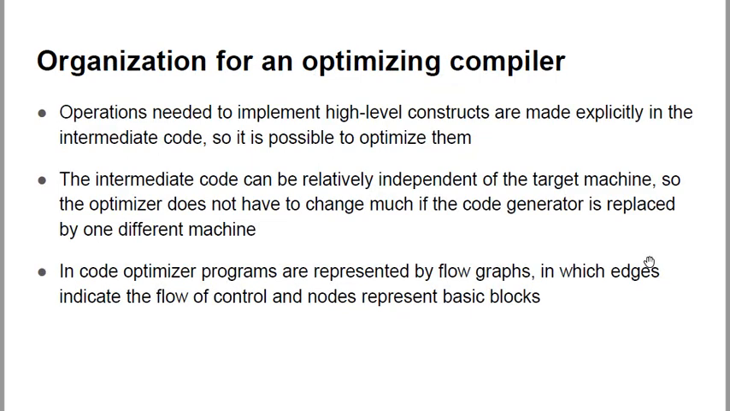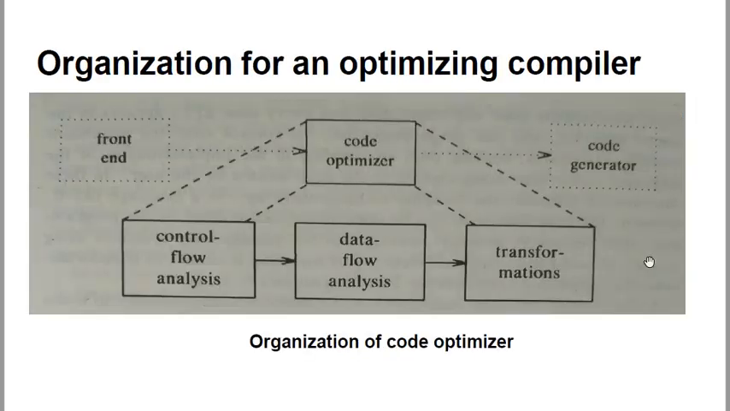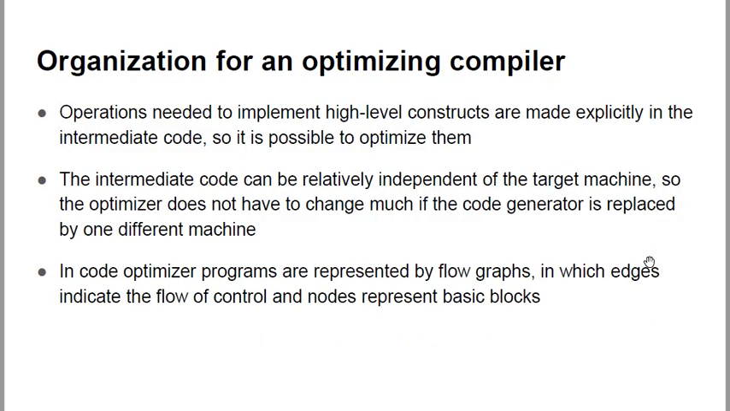The organization, as shown in the previous diagram: the operations needed to implement certain high-level constructs are made explicit in the intermediate code, so it is possible to optimize them. And the intermediate code can be relatively independent of the target machine, so that the optimizer does not have to change much if the code generator is replaced by another machine.